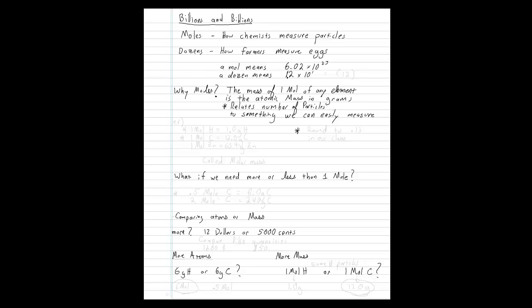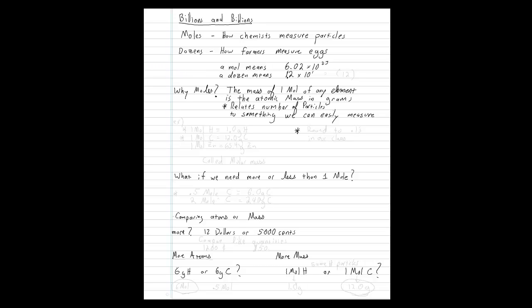In this lesson, we are going to discuss how chemists measure particles. Now, the unit they use to measure particles is called moles. Why moles? Because it comes from the Greek mole, meaning pile or heap. So it just means a number of particles.